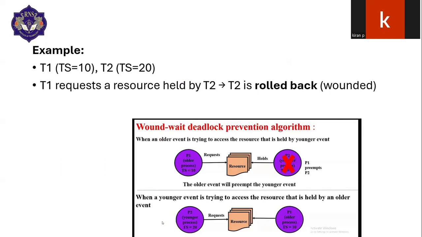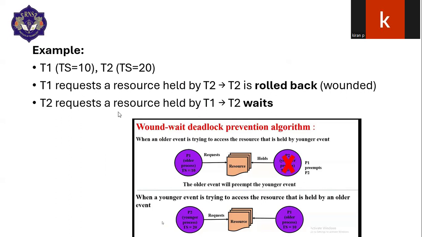So T1 and T2 are there. T1 requests a resource held by T2, T2 is rolled back. Kindly understand. T2 requests a resource held by T1, T2 waits. If I indicate it in a very simple representation, this is transaction T1, this is transaction T2. T1 is holding resource R1.